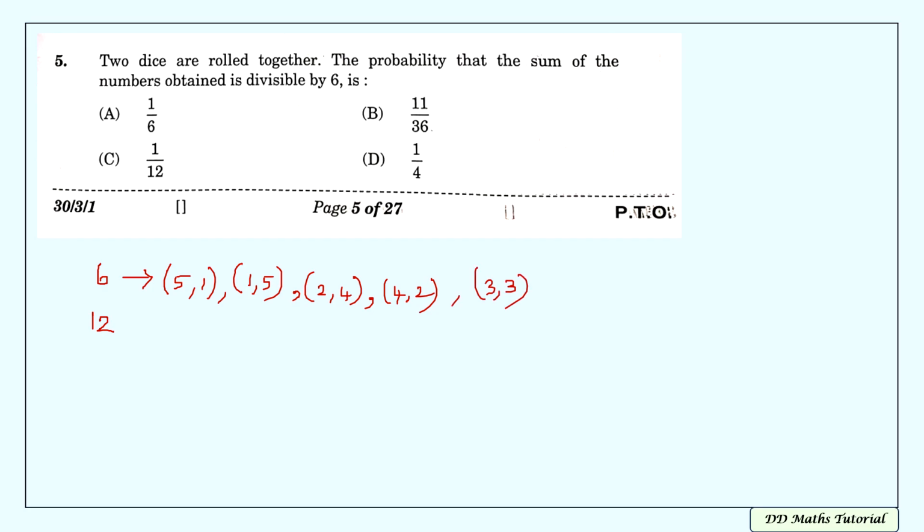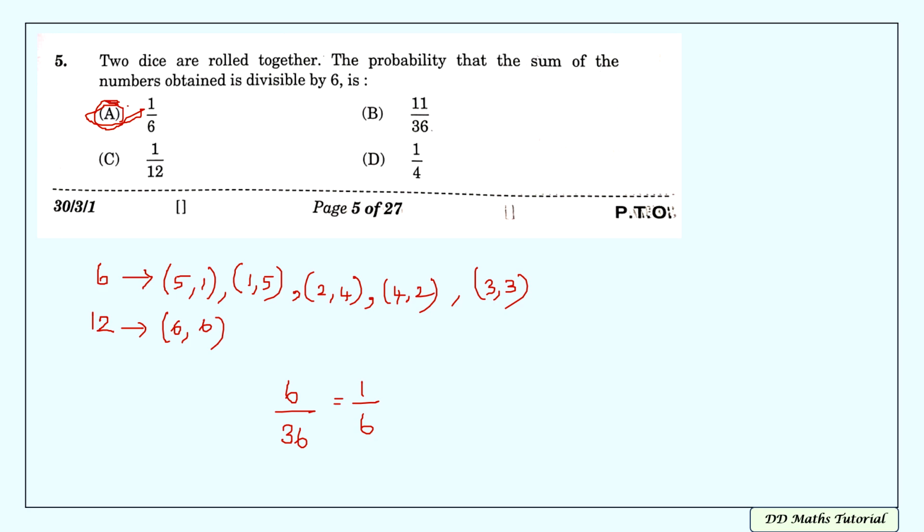Now for the other multiple, other number which is divisible by 6, we have it as 12, which is going to be 6, 6. So totally we have 6 possibilities. So it is 6 divided by 36, which is going to be 1 by 6. So it is option A, 1 by 6.